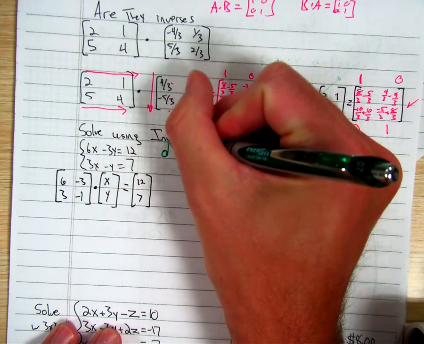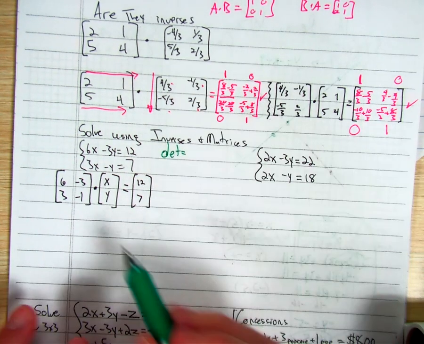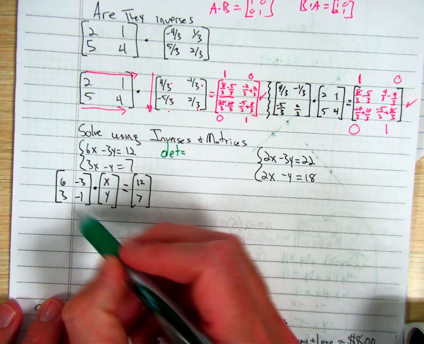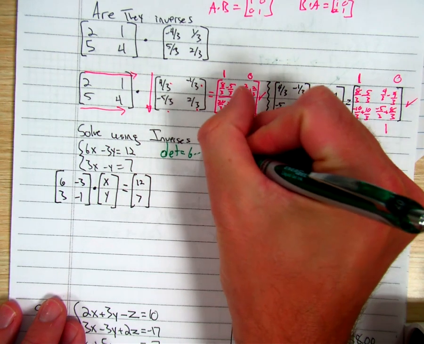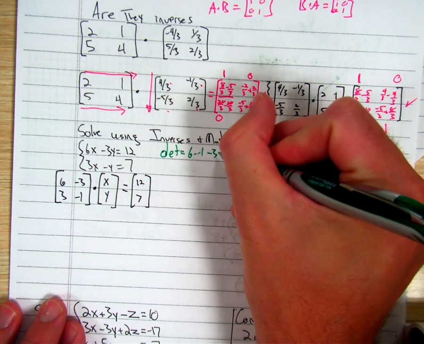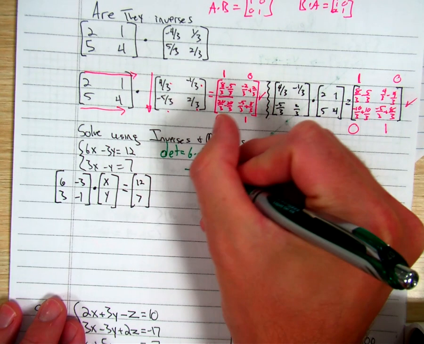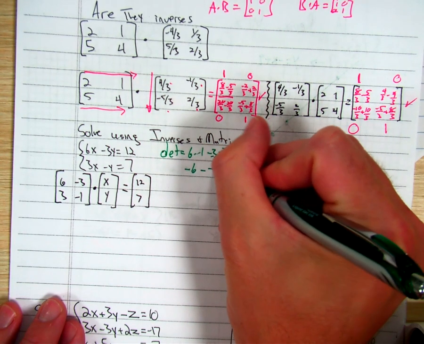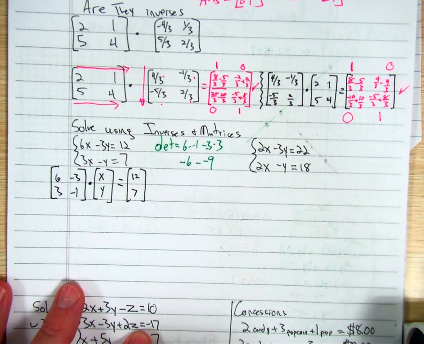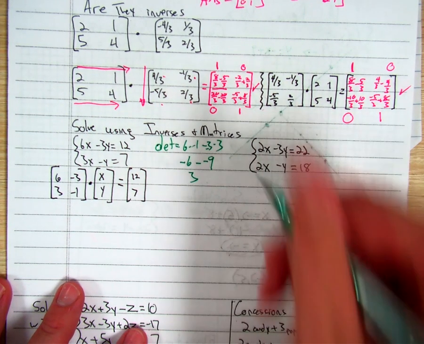Step 1 is to get the determinant. That's the difference of the diagonals. So 6 times negative 1 and minus negative 3 times 3. Minus a negative. So that's negative 6 minus negative 9. Minus a negative is really a plus. So negative 6 plus 9 is 3.